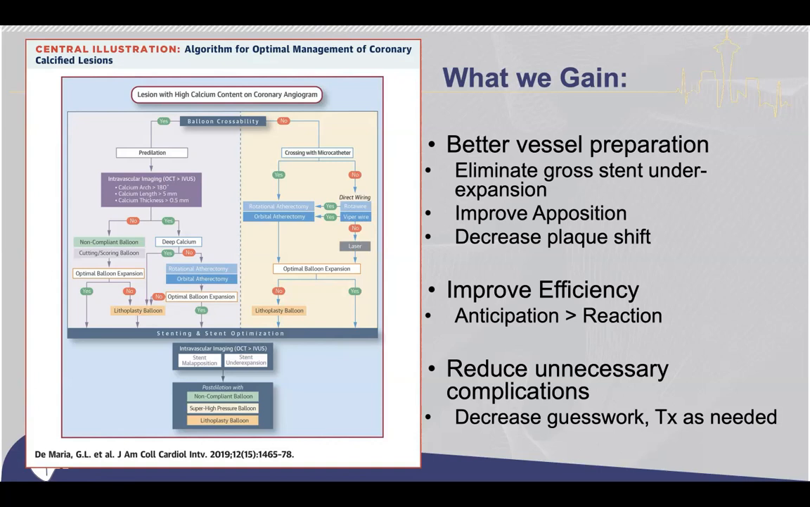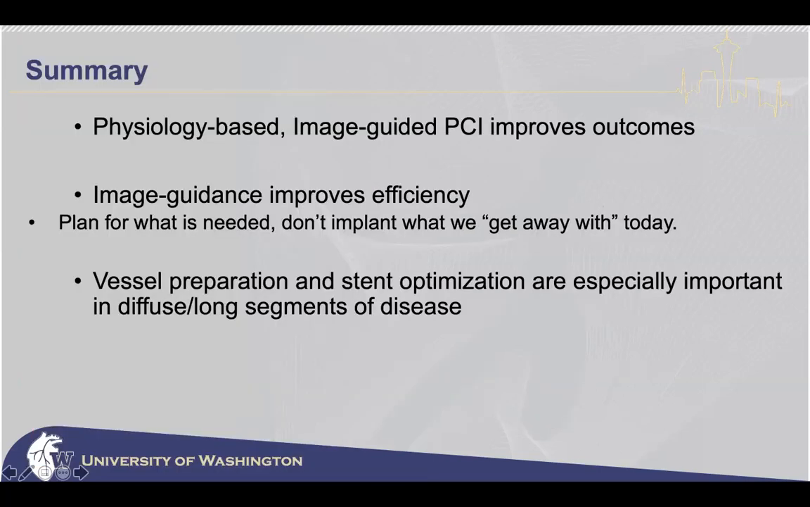Of course, complications are part of our job, but by decreasing our guesswork and doing the treatments that are needed, we can hopefully contain those. Using good technique can minimize complications for our patients as much as possible. So in summary, physiology-based image-guided PCI is known to improve outcomes, and I would argue that it also improves our efficiency, especially with good practice, to help us decide what's necessary for vessel preparation, rather than helping us get away with what we can get in today, but not necessarily having a good result for the patient, and sometimes really leading to a struggle in terms of getting a good result even that day in the lab.